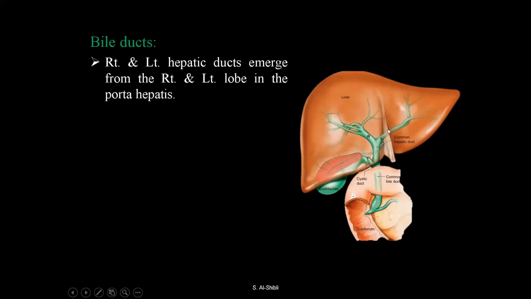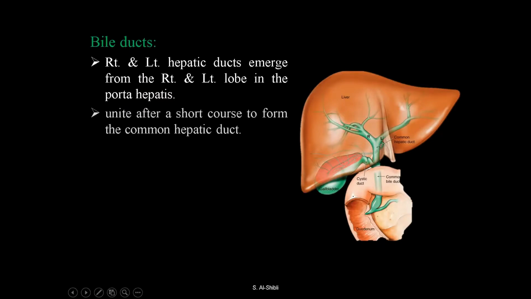So we have left hepatic ducts joining the right hepatic duct to form the common hepatic duct. Don't be confused by these names. We have common hepatic duct, we have common bile duct. The common hepatic duct is the union of the left and right hepatic duct, which unite after a short course to form the common hepatic duct. This then joins to form the common bile duct, or usually we call it the bile duct.